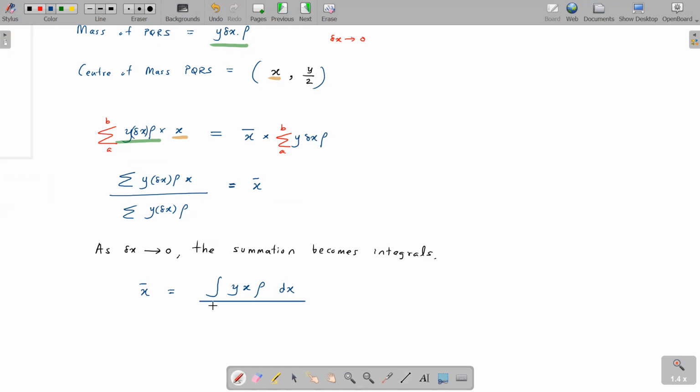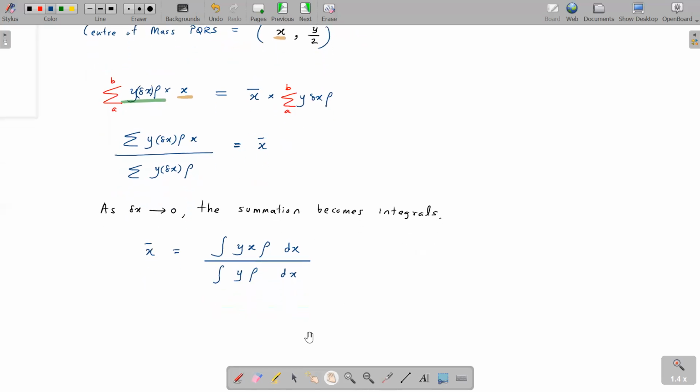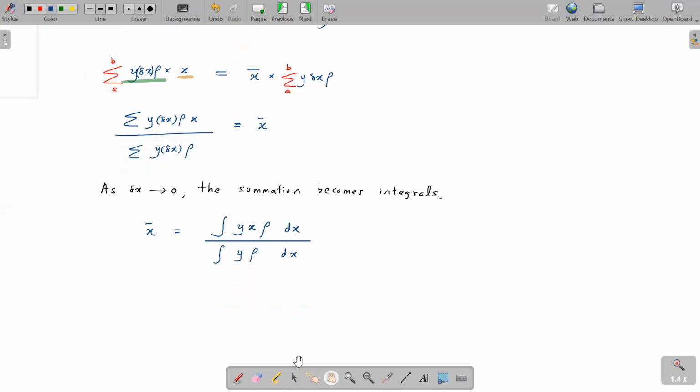Again, the summation becomes the integral sign, y times x, the rho, y rho, and the delta x becomes the dx. So basically now you have an integration that's happening with respect to x. Okay, so this is what you need to know. This is the special technique that we use here.